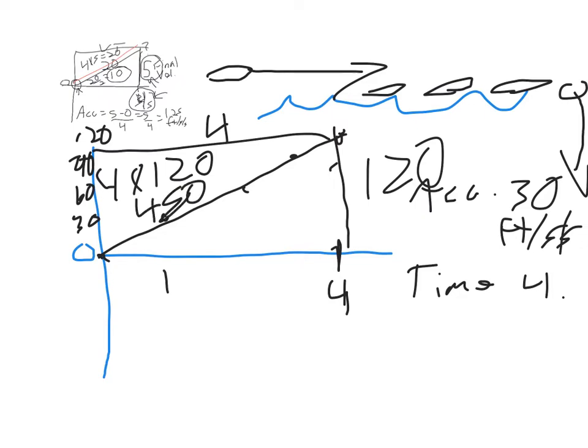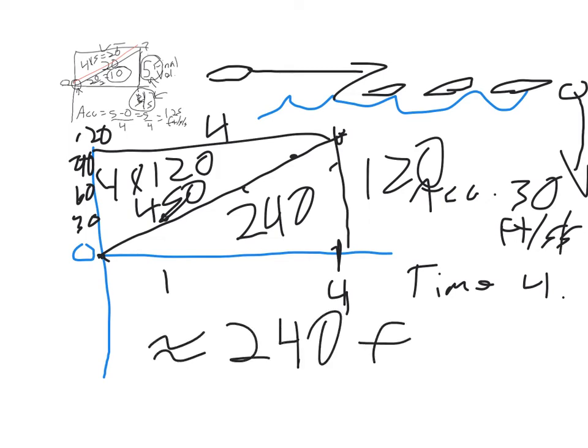But that's not the height of my cliff. The height of my cliff is half of that. So 480 over 2 will give me 240. So the height of that cliff was approximately 240 feet. I hope that helps. I'm going to explain the other one in another video.